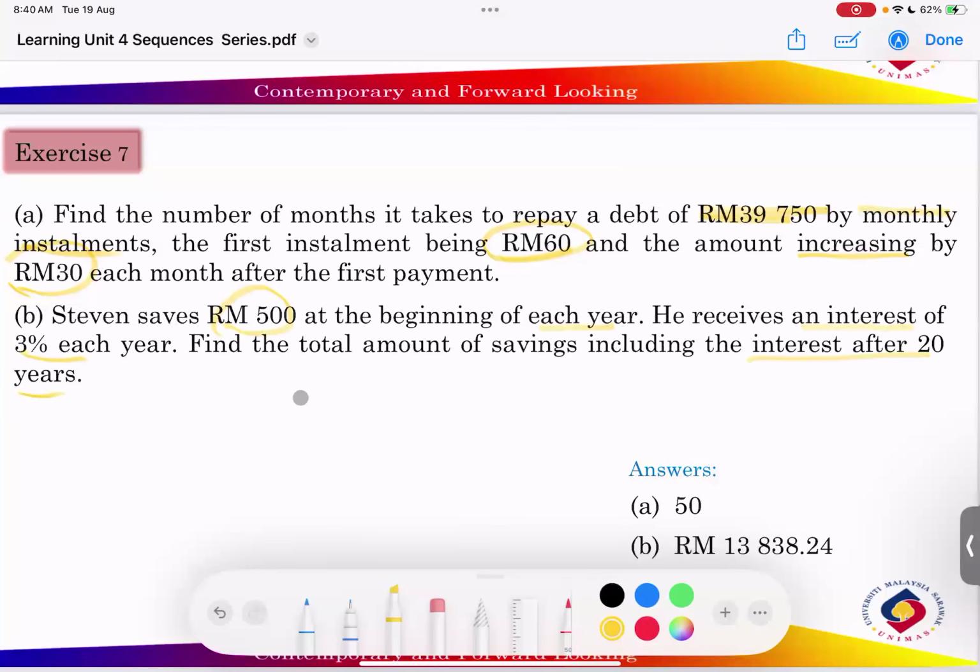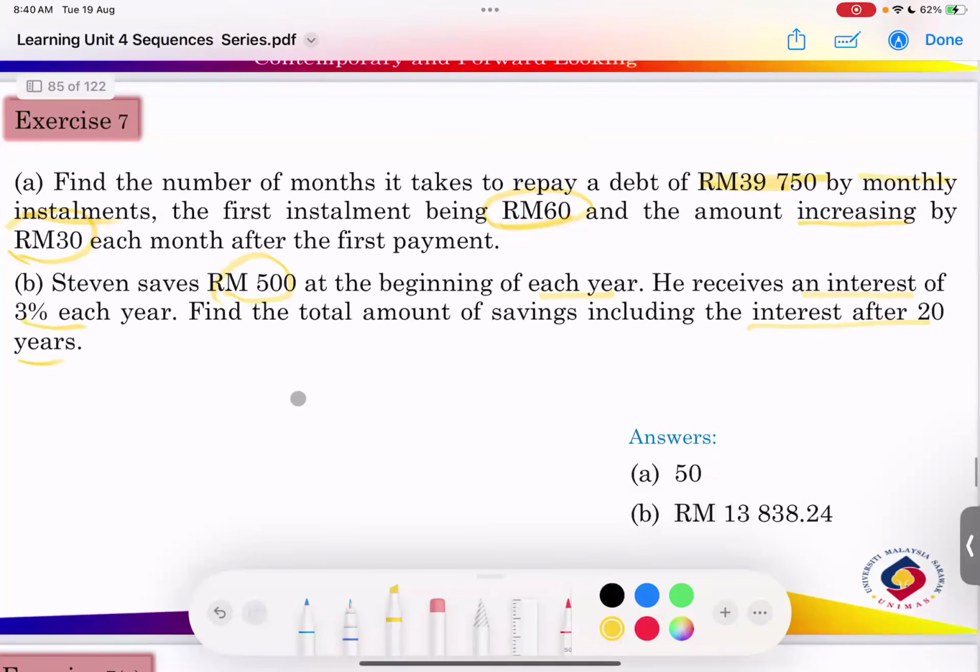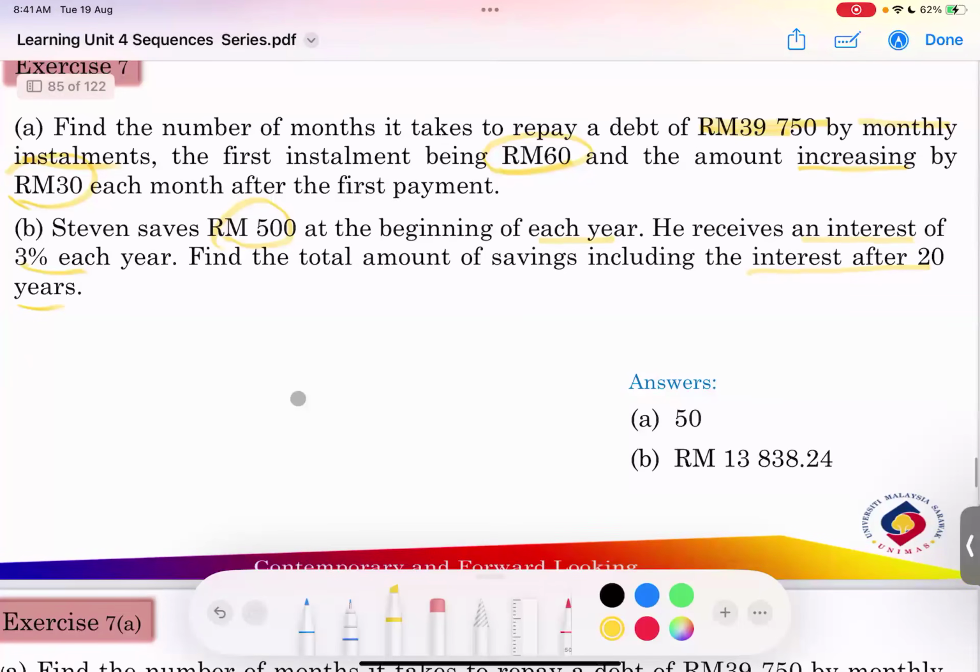Okay, so I give you some time to try this question. If you want to try it first before you see the solution, you can pause this video first. After you try, you can see what is the solution for 7A.